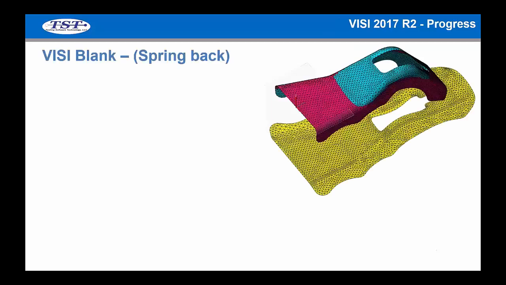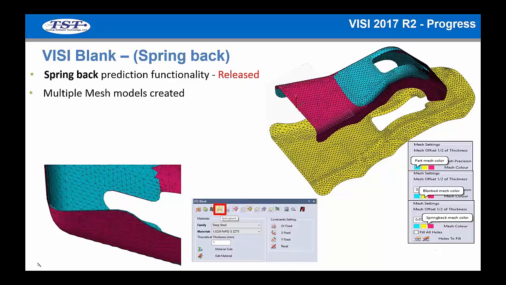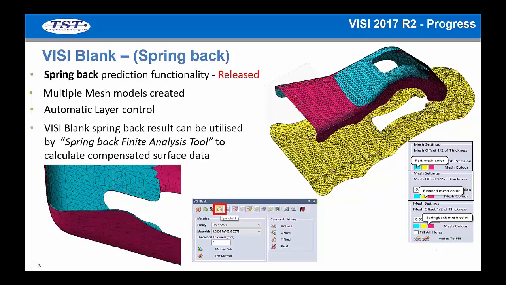Also for you progress guys is going to be the spring back command. It is spring back prediction, will be officially released. Some of you I know have tested it. For the multiple mesh models will be created with the mesh settings defined: part mesh, your blanked, and your spring back. Also automatic layer control to help organize where these are. The VISI blank spring back can be utilized by spring back finite analysis tool to calculate the compensated surface data for this.